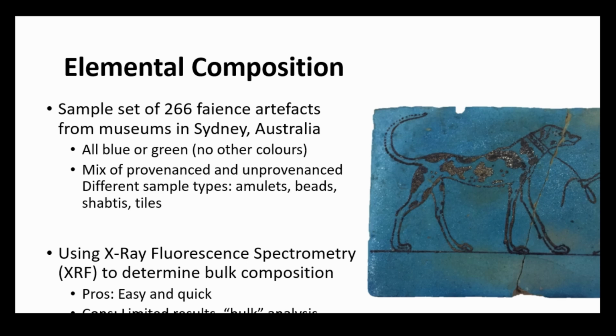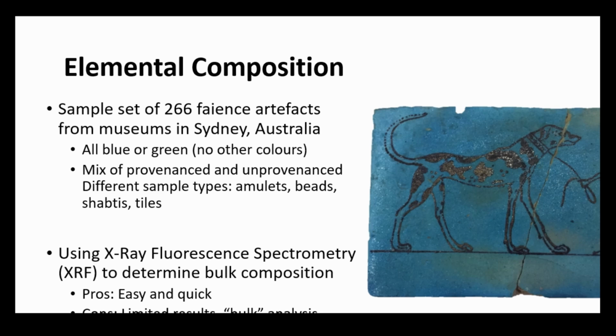I currently have 266 faience pieces in Australia. They're all blue or green, because as we'll see in a minute, colour does really affect the elemental composition. And I have a mixture of provenanced and unprovenanced to try and start to sort out what's going on. To do the compositional analysis, I'm using something called X-ray fluorescence spectrometry, which determines the bulk composition of the artefacts.